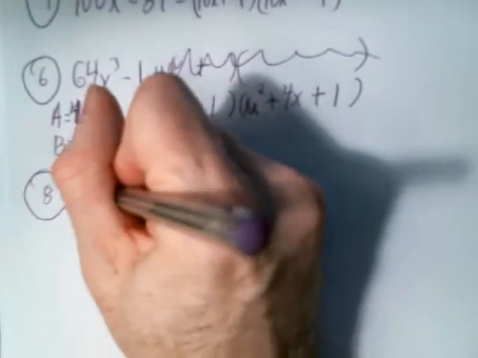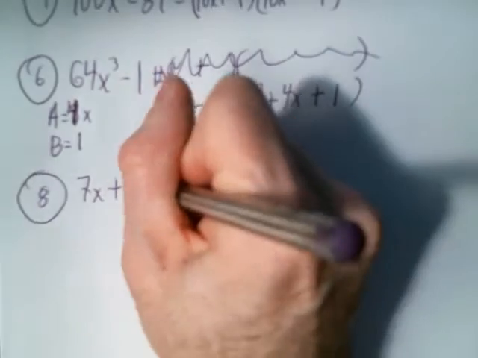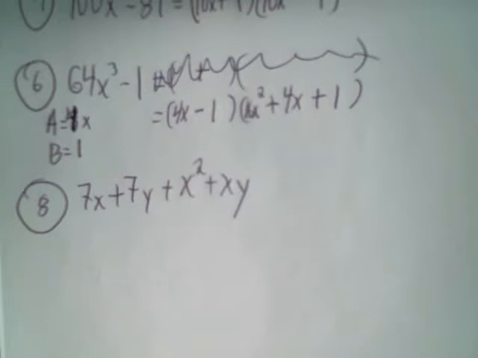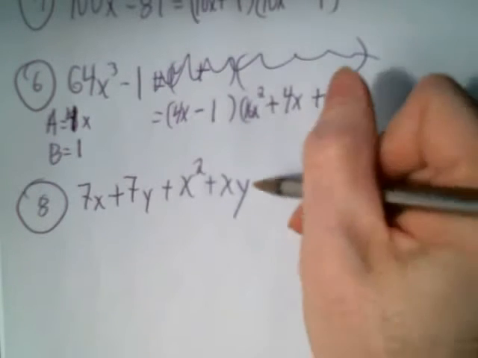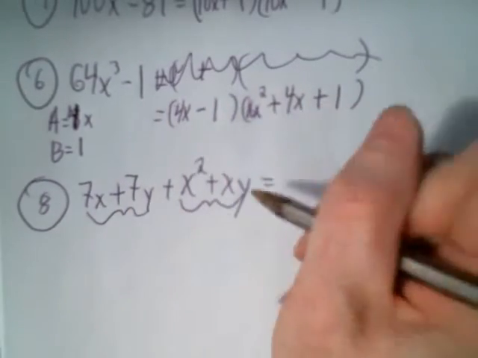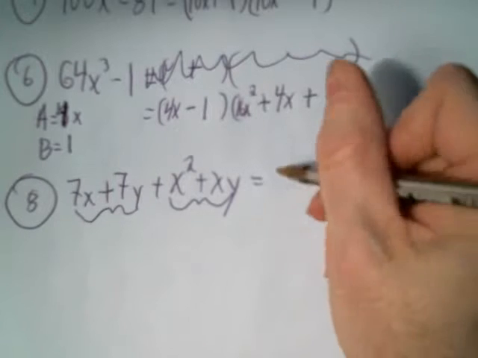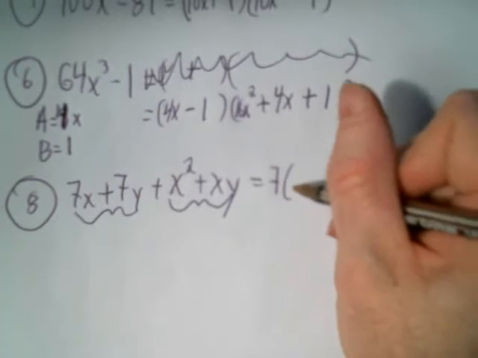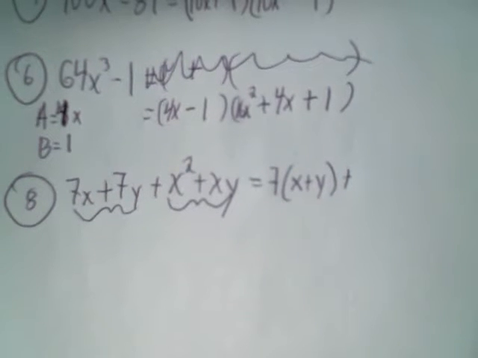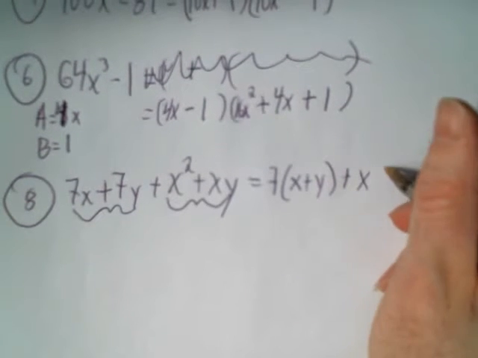Number 8, we have 7x plus 7y plus x squared plus xy. Okay, so this time we have 4 terms, and we'll want to do grouping on it. So I'm going to factor GCFs out of each pair of 2. So the first pair you can factor out 7. And then the second pair you can factor out, it looks like an x.